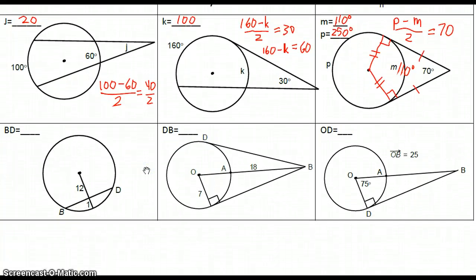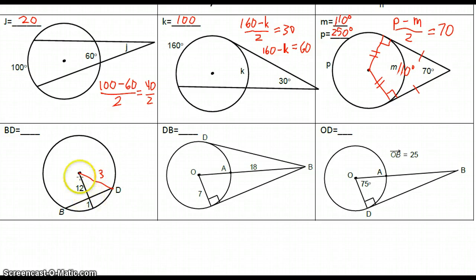Okay, is there a number here? This BD one down here. Alright, BD, all I know is this is 12 and this is 1. So the radius of this circle is 13. How on earth am I supposed to find this? Sorry, let me pause. Silly Mr. Craig. If this is 12 and this is 1, that means the radius of the circle is 13.